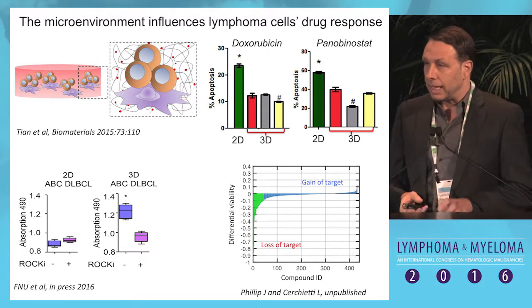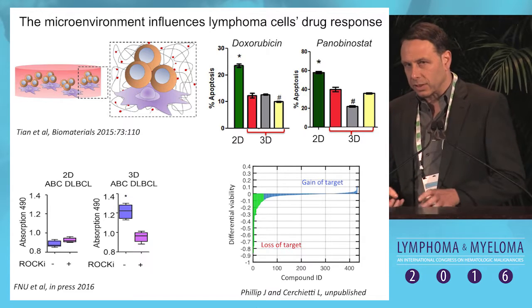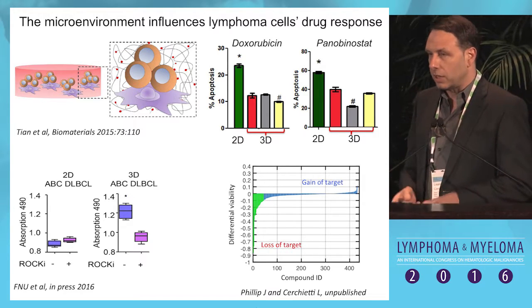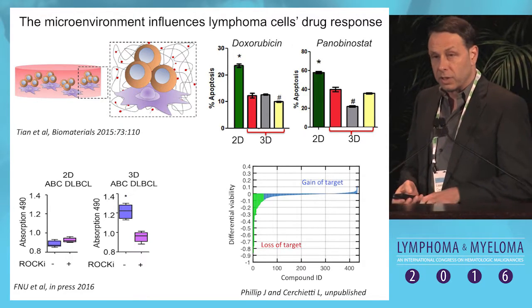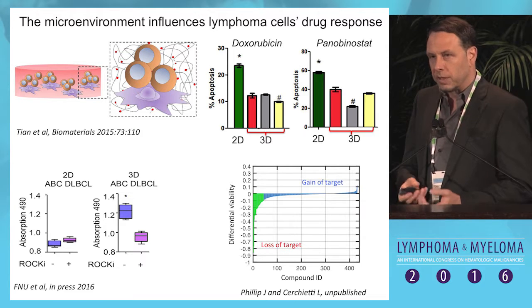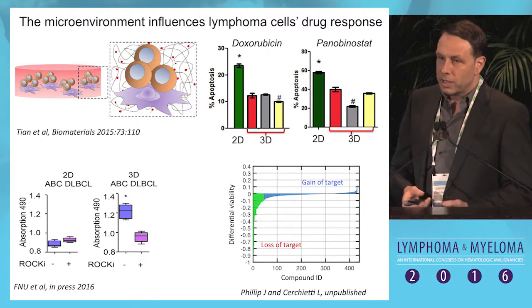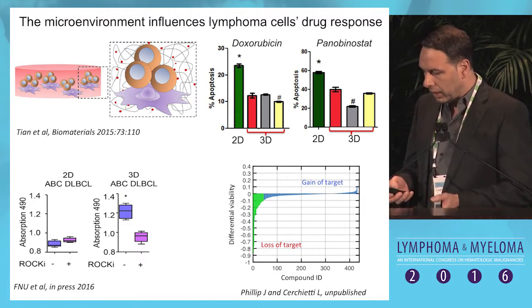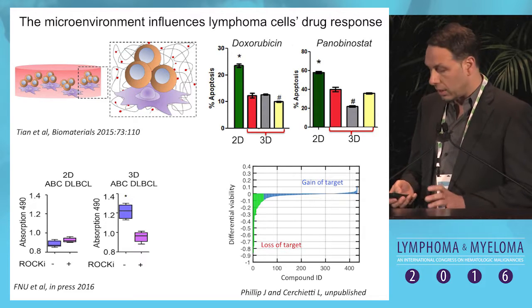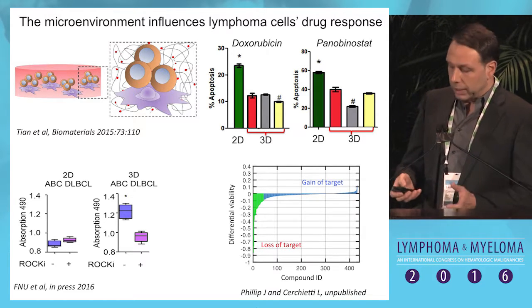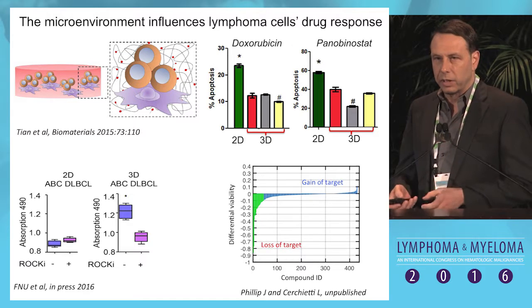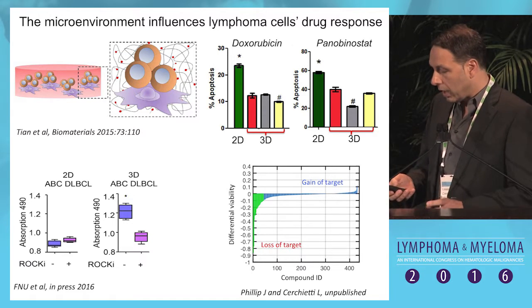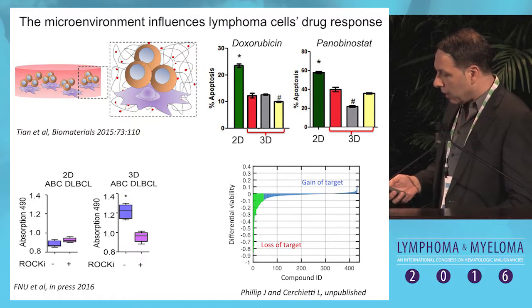So this is telling us that when you do preclinical testing of a drug, it's very important to consider the system that you're using. And also when you read the papers, whether the people are using a 2D system or a 3D system, because it can lead to totally different conclusions. But as well, it's telling us the microenvironment is a very important regulator of the response to the drugs.